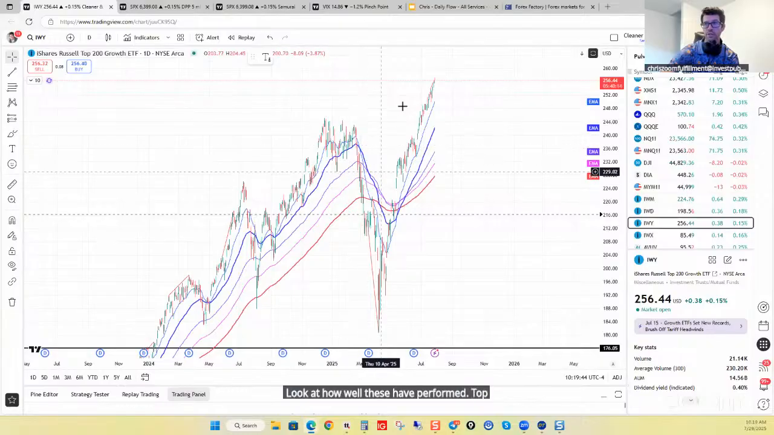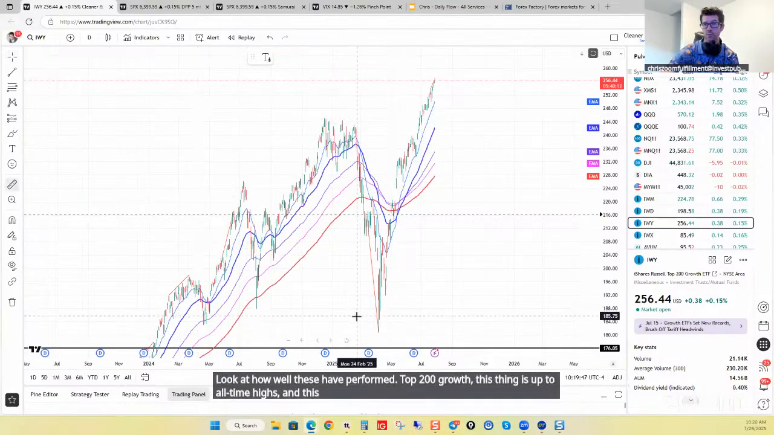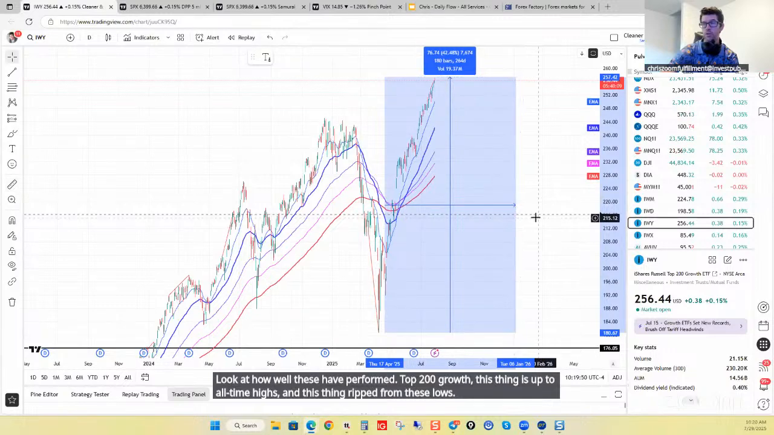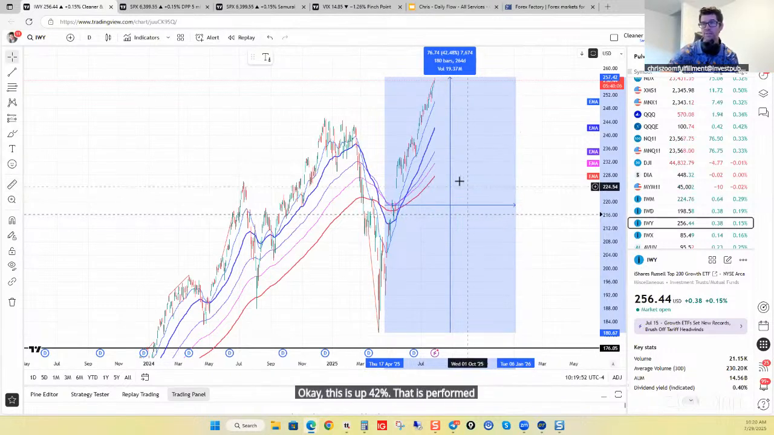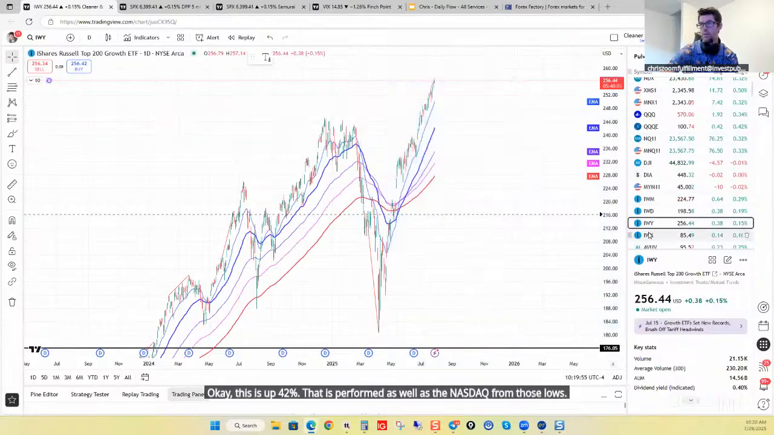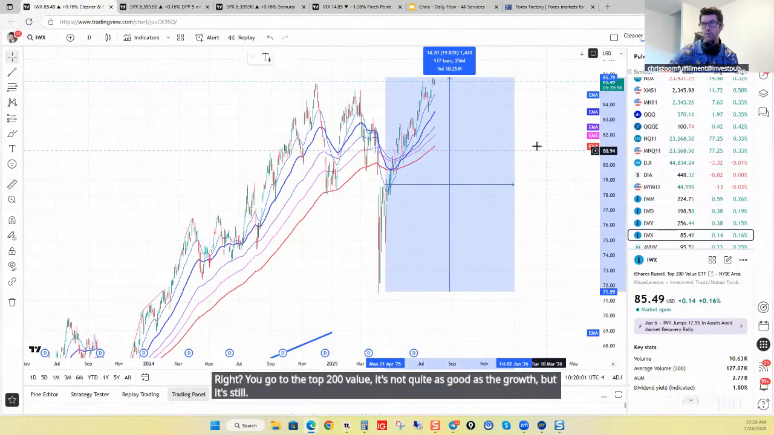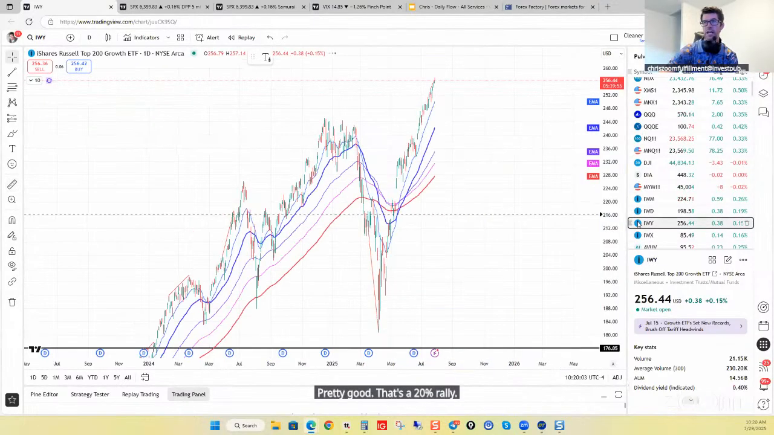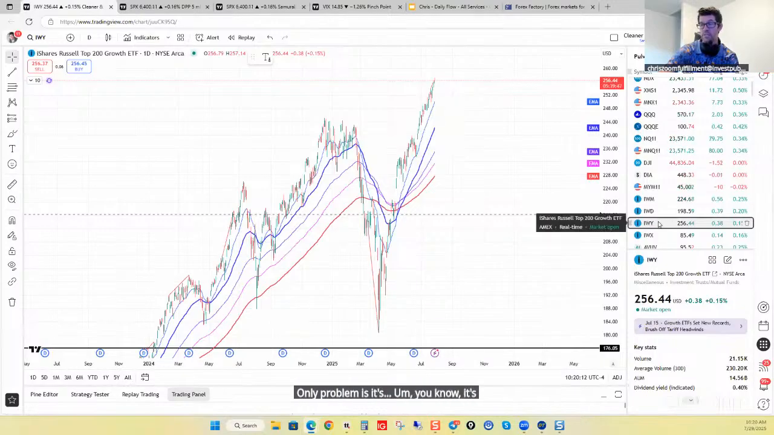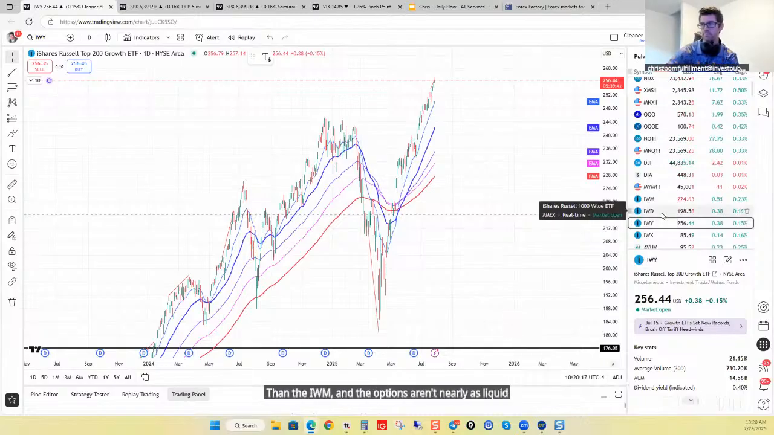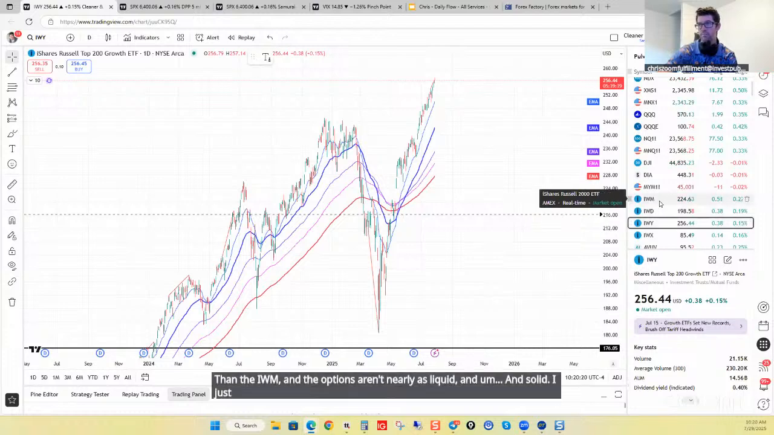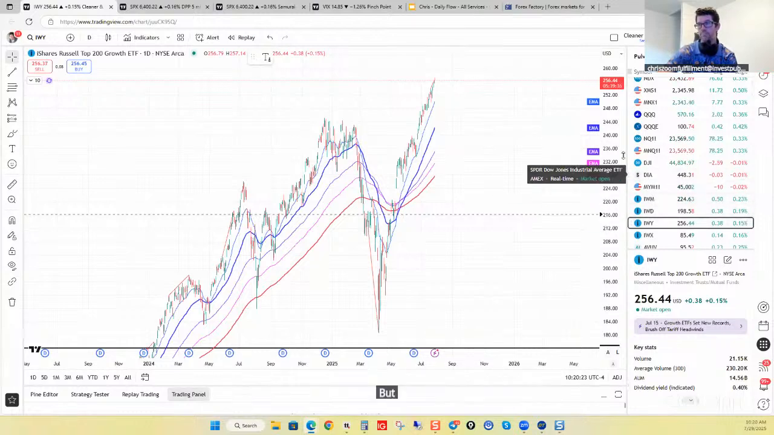Top 200 growth, this thing is up to all-time highs and this thing ripped from these lows. Okay, this is up 42%. That has performed as well as the Nasdaq from those lows, right? You go to the top 200 value, it's not quite as good as the growth, but it's still pretty good. That's a 20% rally. So IWY is a way to play the top of the food chain in the Russell. Only problem is it's actually more expensive than the IWM, and the options aren't nearly as liquid and solid. I just like IWM for the liquidity, but still a good trade.